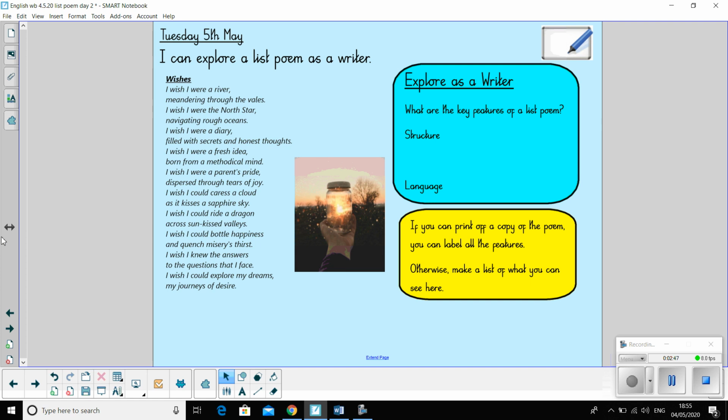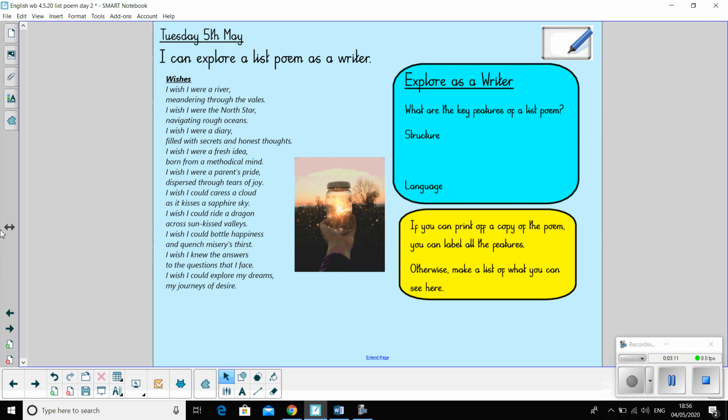Now on Google Drive I have saved for you the three poems that we have been looking at. They're all different versions of wishes, so you can either print one of those off if you are able to, or follow along on the slides here and you can make lists down on your piece of paper, and that's absolutely fine too. So what do we need?